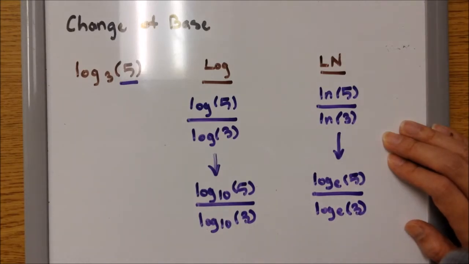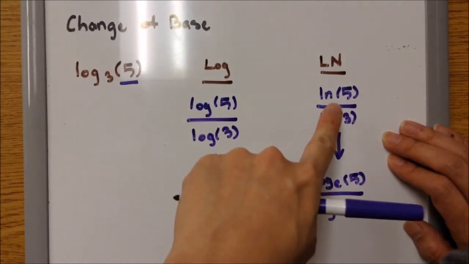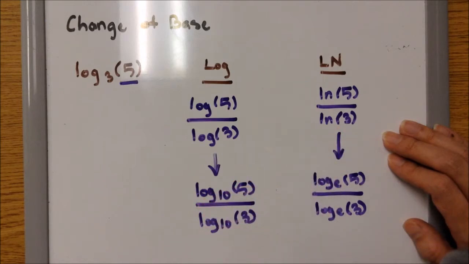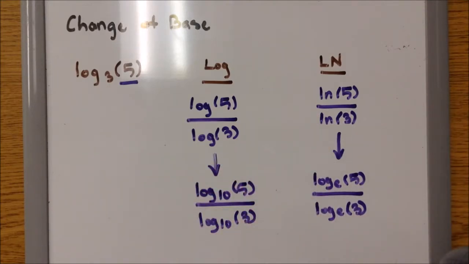So again, if you type in ln of 5 divided by ln of 3, you will get the same answer as if you put in log or log base 10 of 5 divided by log base 10 of 3. Again, whichever form you have, you will get the same answer.